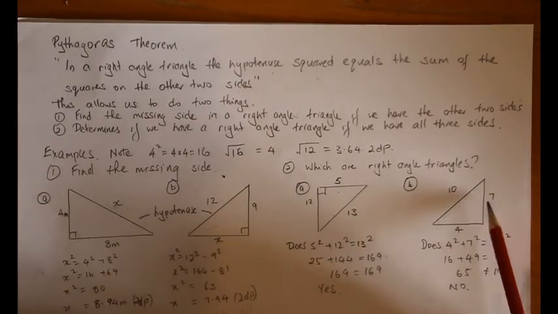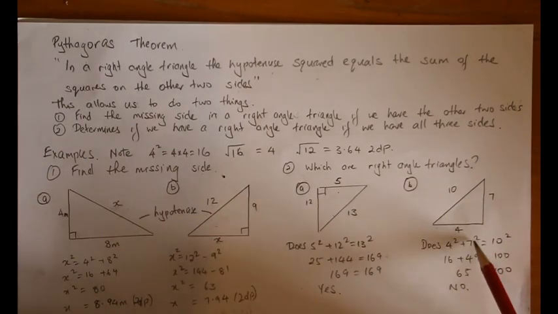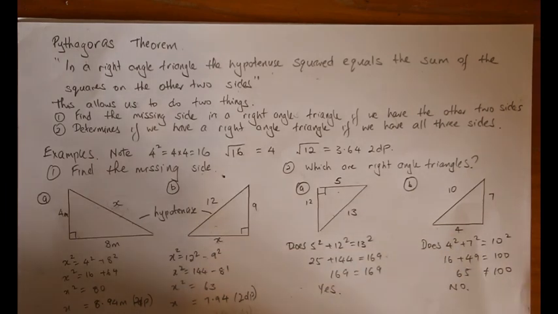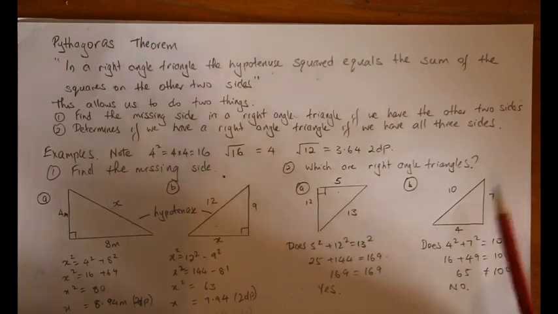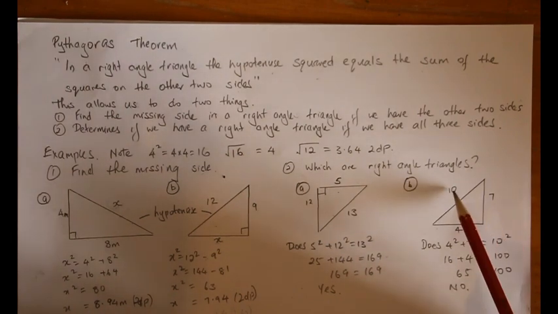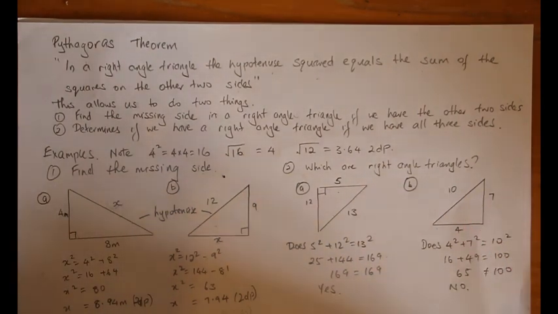So this angle here, which is opposite the longest side, is a right angle. In this one here, I get my two shorter sides, square them, add them together. 4 times 4 is 16, 7 times 7 is 49. This side here, we square it. 10 times 10 is 100. Add them up. 16 plus 49 is 65, which does not equal 100. So this here is not a right angle.